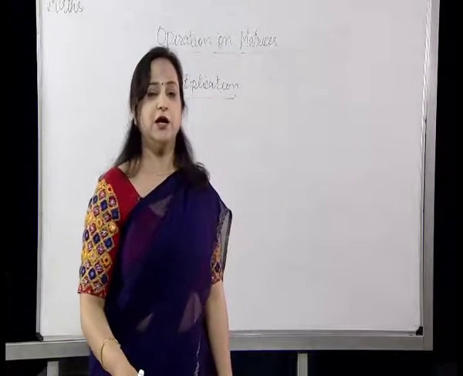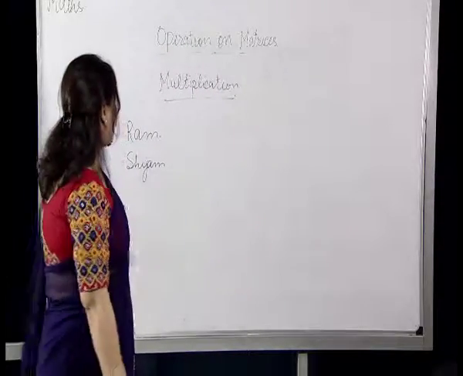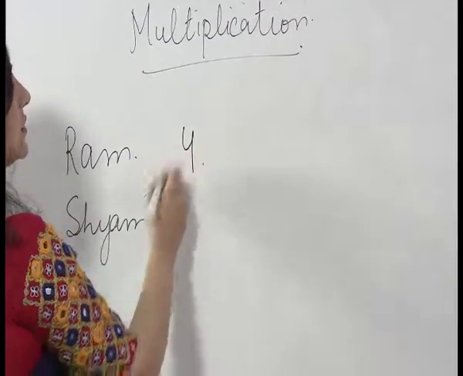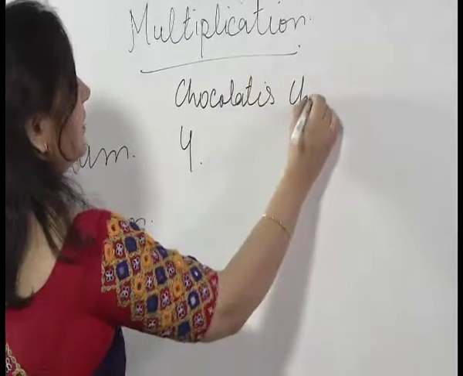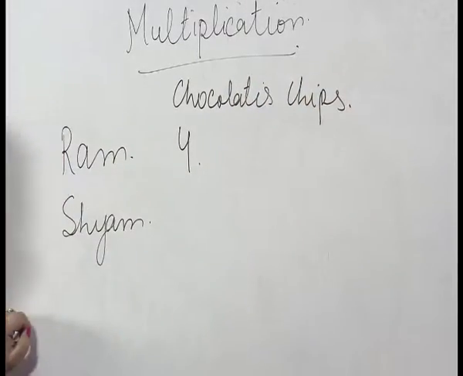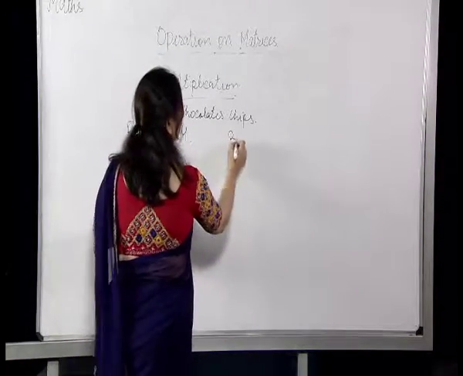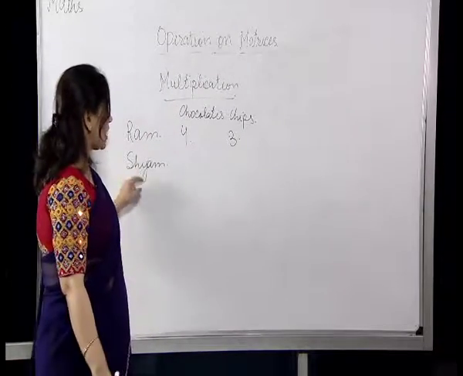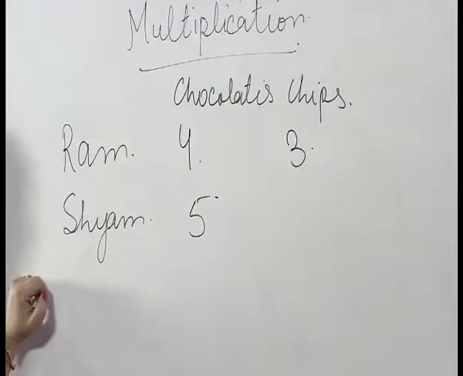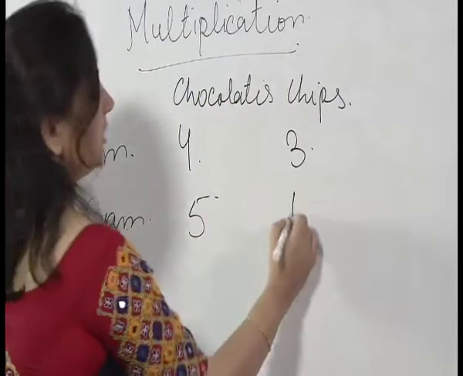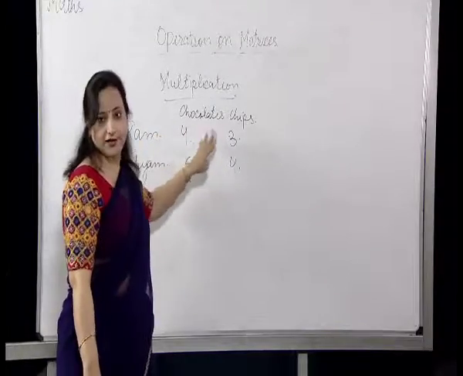The favorite things they want to eat are chocolates and chips. Suppose Ram buys 4 chocolates and 3 packets of chips and Shyam thinks, if he has bought 4, I will buy 5. And he will buy 4 packets of chips. Now, this is the quantity they need.